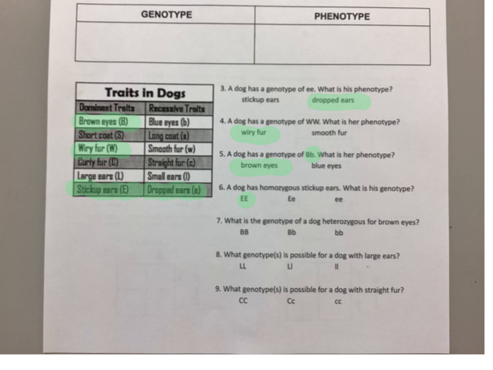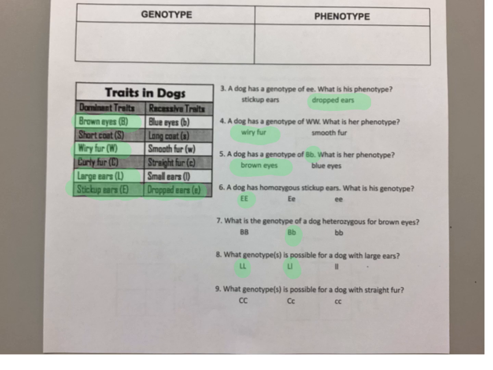What's the genotype of a dog heterozygous for brown eyes? So heterozygous is the dominant with the recessive, so they would be a carrier for the recessive trait of blue eyes, which would be big B, little b. But what genotype is possible for a dog with large ears? There are two ways you could have large ears, which is dominant, big L. So you can be homozygous or heterozygous, which are both the things that are highlighted for number 8 there.